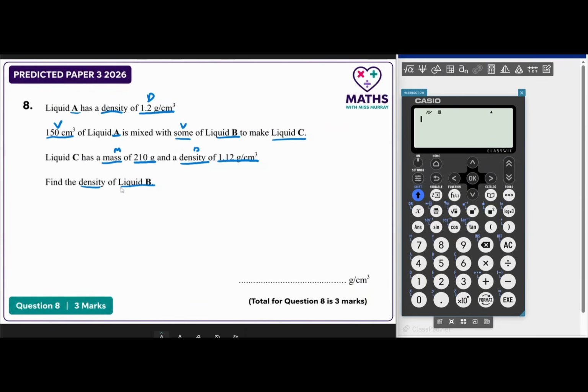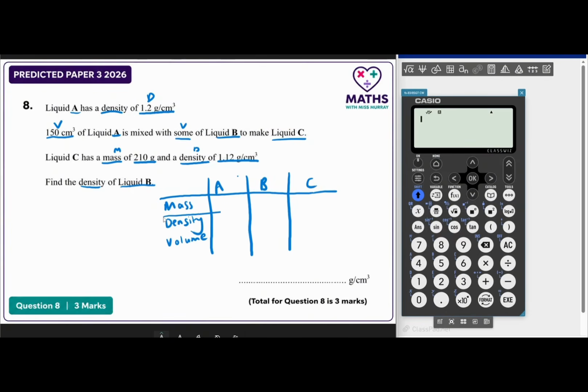So with a question like this, I would set your working out in a table. So let's see what we've got. You've got mass, you've got density, and you've got volume. They're your 3 things, and you need to have 2 of them to find the third. So that's going to go in my table. And then I've got liquid A, liquid B, and liquid C. It helps to visually represent your information like this, because you can see what information you've already got.